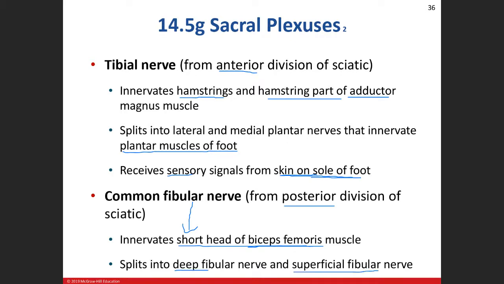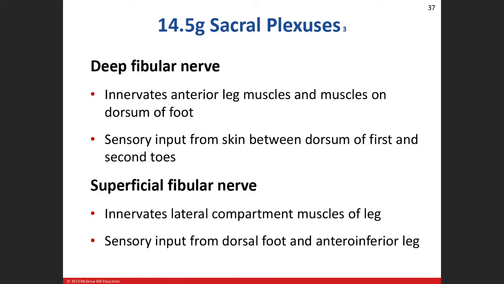To finish up here, the deep fibular will then innervate the anterior leg muscles. That's going to be like tibialis anterior, or, excuse me, not flexor, extensor digitorum longus. So this is going to innervate the anterior leg muscles and the muscles on the top of your foot. If you have extensor digitorum longus in your shin, on the front of the leg, then you're going to have extensor digitorum brevis on the top of your foot. So the deep fibular nerve is going to innervate that.